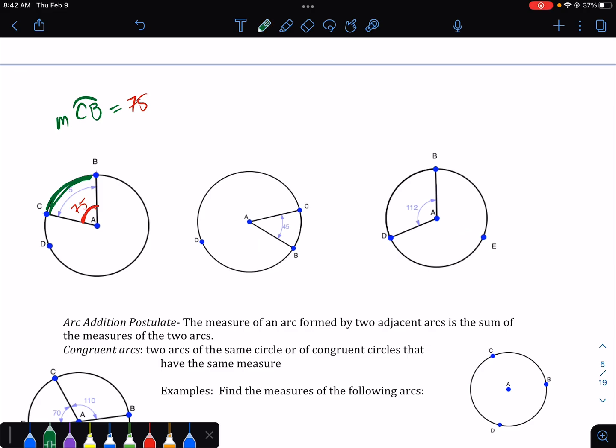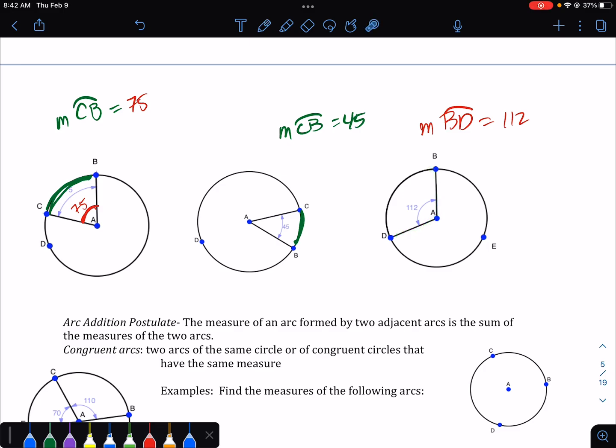Okay, so if we look at this one, the measurement of arc CB has to be 45 degrees because the measurement of the central angle is 45. And then here, the measurement of arc BD has to be 112 because that is the measurement of the central angle.